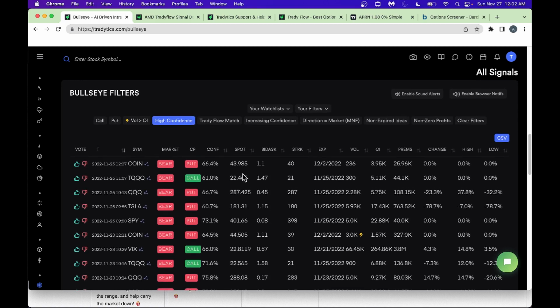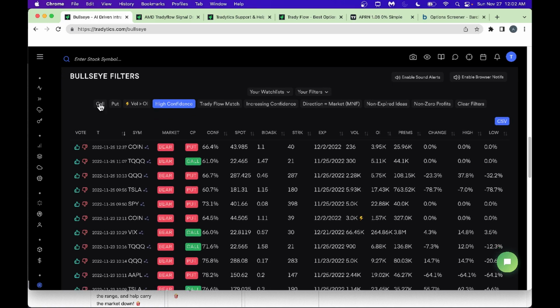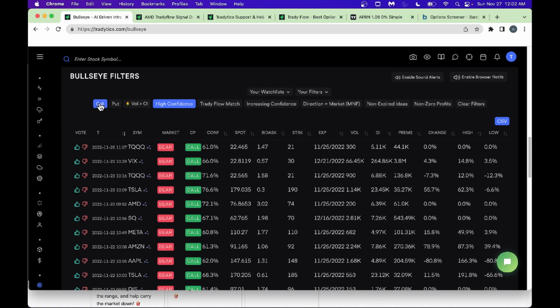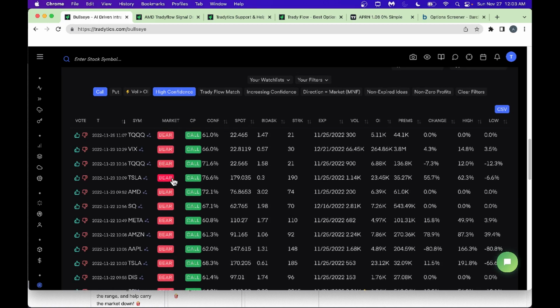And normally you could go into just call options. If you want to trade call options, just click on call here. And look, there is a market indicator itself. It tells you whether the market is bearish or bullish. It's telling you on Friday the market is a little bit bearish, but you could do these call options, and there is a confidence level. You could also sort this by confidence level here.